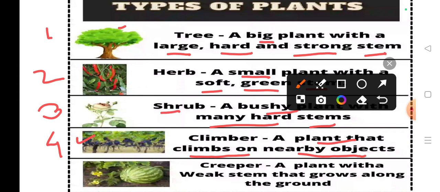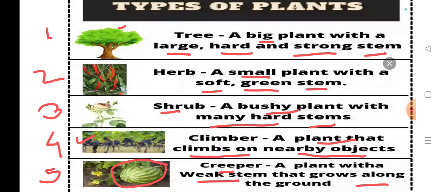Next is creeper. Last, fifth number, is creeper. Creeper, a plant with a weak stem that grows along the ground. Yes, children, the stem of these creepers are very weak. Okay, and they grow or creep along the ground. You can see here the example of watermelon, muskmelon, then bitter gourd. These are the examples of creepers. Okay.